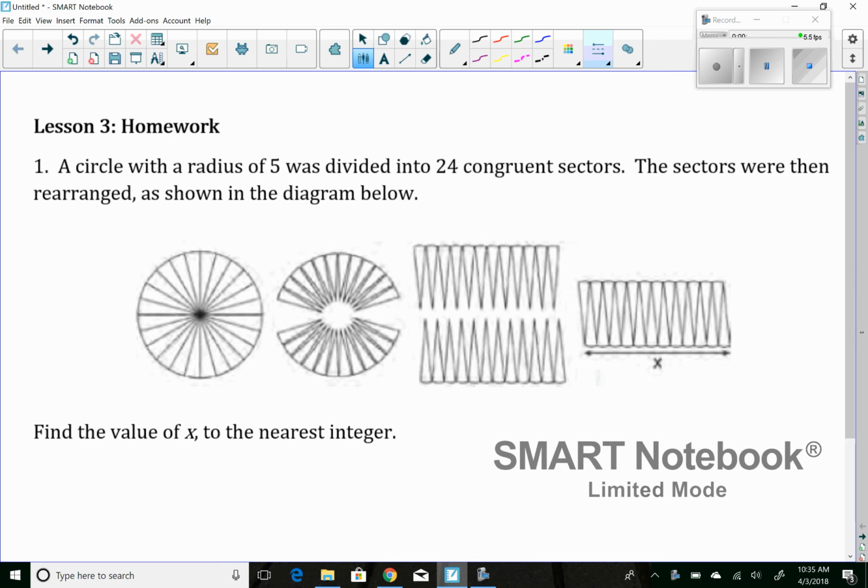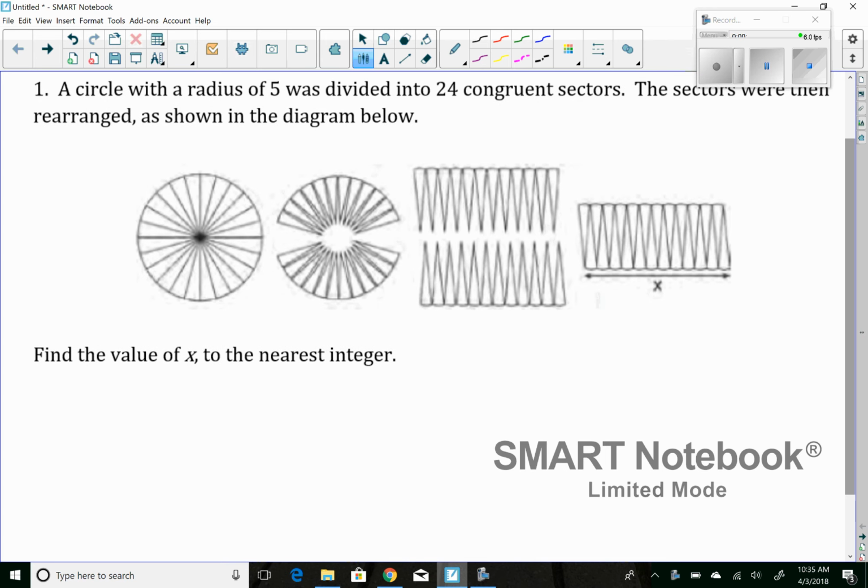It says a circle has a radius of 5 and it was divided into 24 congruent sectors. The sectors were then rearranged as shown below. It says find the value of x to the nearest integer. So to find the value of x, one of the things that we notice is x represents half of the arcs, half of the sectors. So if we take just half of these sectors, essentially x represents half the circumference.